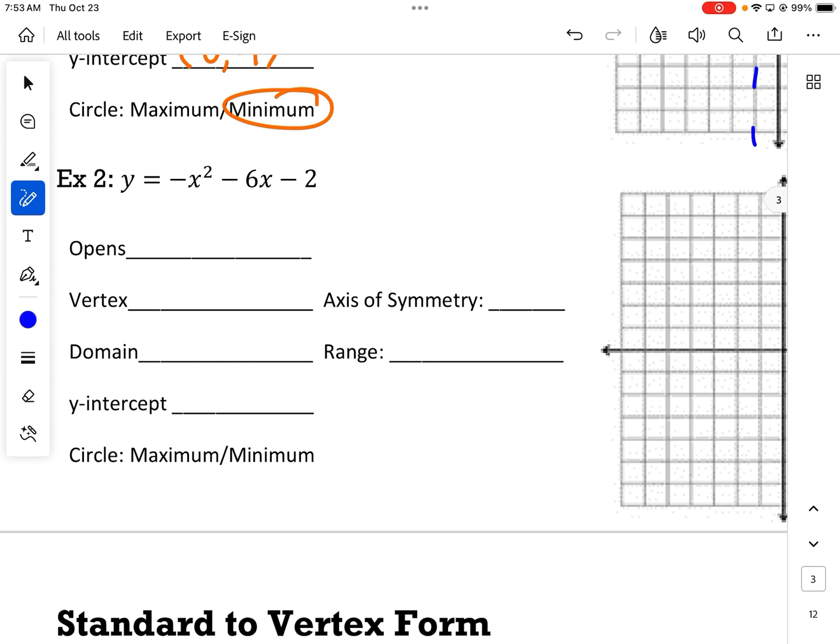Y equals -x squared minus 6x minus 2. So the first thing we want to do is label A, B, and C. What is A? But what is the value? -1, yeah. So I am going to go ahead and put that -1 there. And then B, -6. C is -2. Okay, is it going to open up or down? Down, because it's a negative in front of the x squared. The A is -1, so it's going to open down.